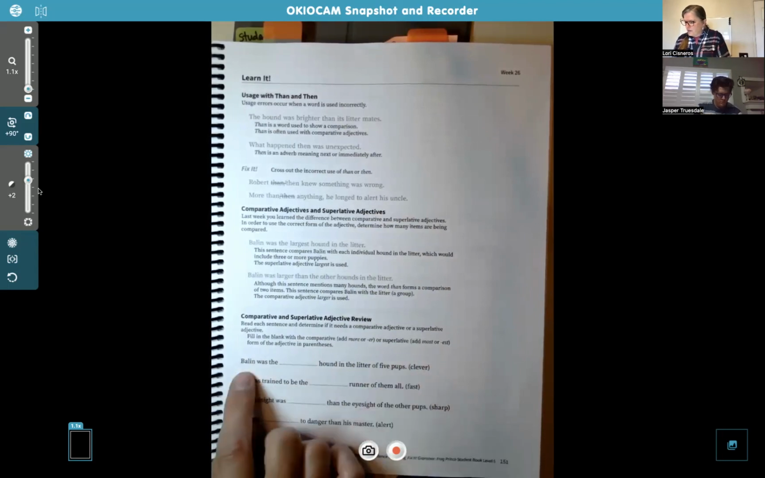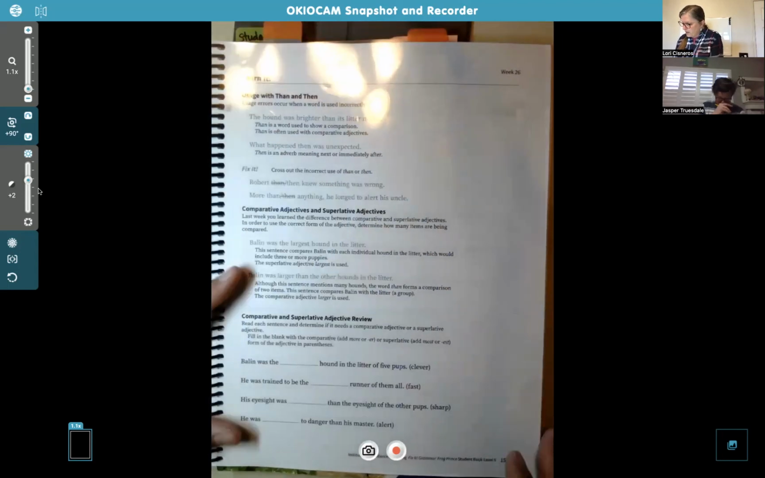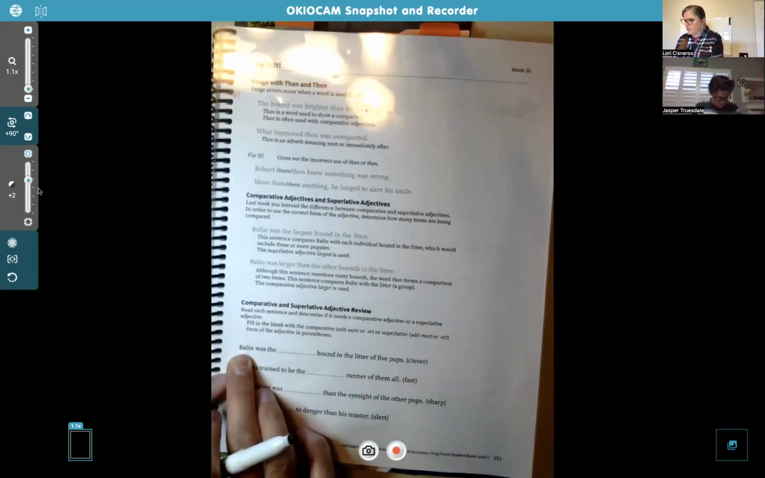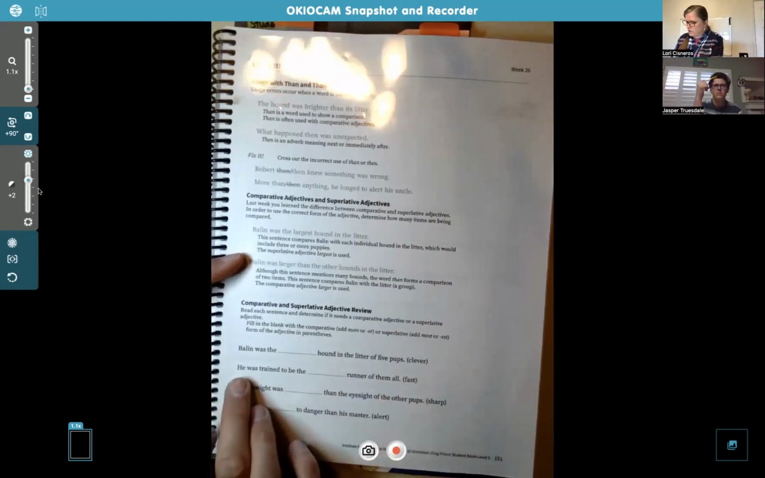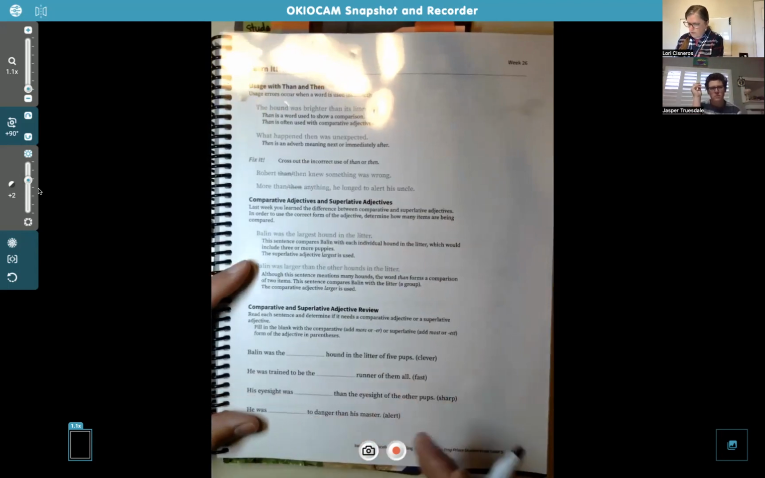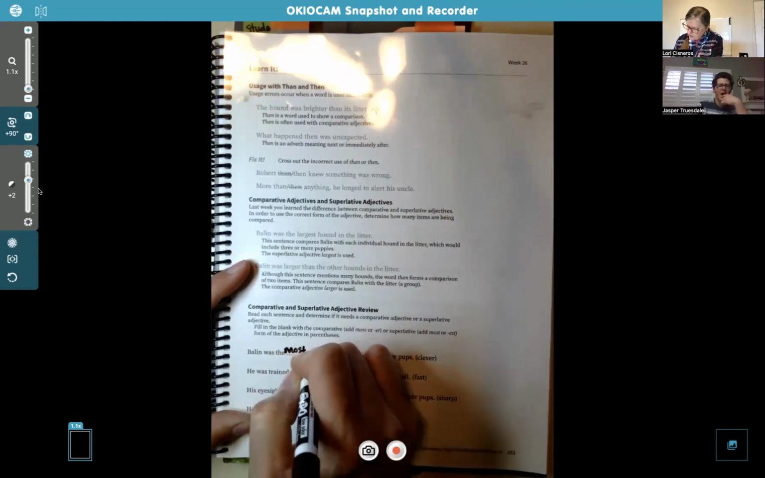How should we use clever in this sentence here, Jasper? What do you think? Most clever? Yes, most clever or cleverest. Either one of those would work, because we're comparing one to five, even though it says litter here, it's being more specific of five pups. So most clever is good. You could put that in there.